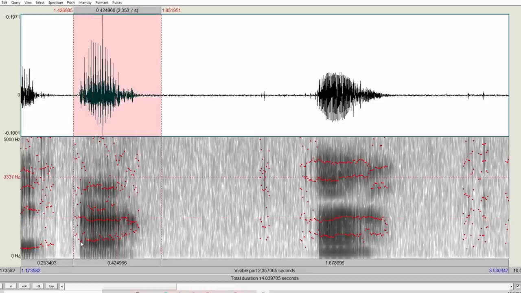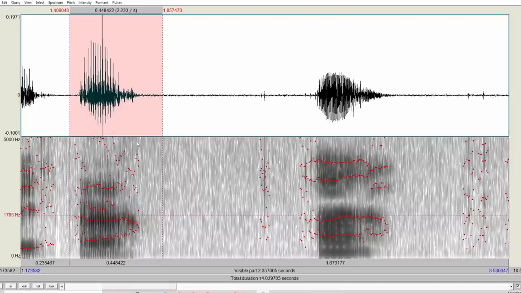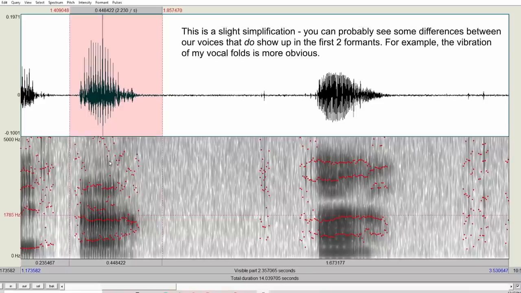The lowest formant is called F1, formant 1, and that's the formant which is at the lowest frequency. The second formant up is F2, the third formant up is F3, and so on. In order to determine the quality of a vowel, that is whether something is a or e or u, you only need, usually, the lowest two formants, this one and this one. The other formants determine things like the timbre of someone's voice, what they sound like relative to another person.